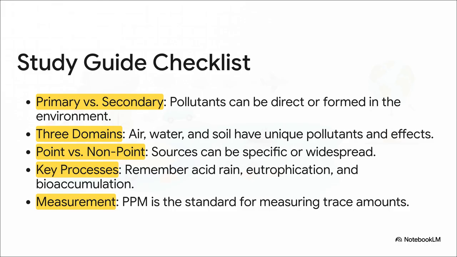First, know the difference between primary and secondary pollutants. Second, remember the 3 domains: air, water, soil. Third, be able to explain point versus non-point sources. Fourth, and this is a big one, remember those 3 key processes: acid rain, eutrophication, and bioaccumulation. And finally, know that we measure this stuff in parts per million. If you get those down, you've got a really solid handle on this topic.